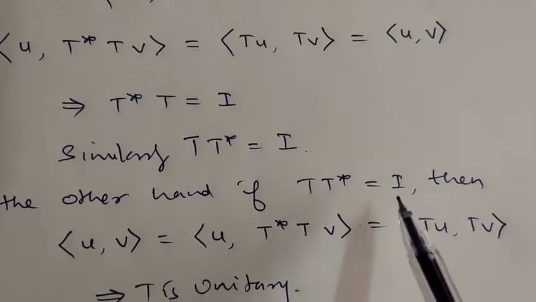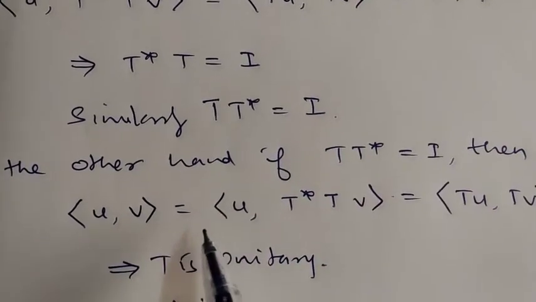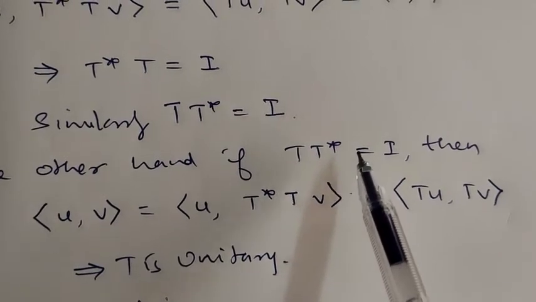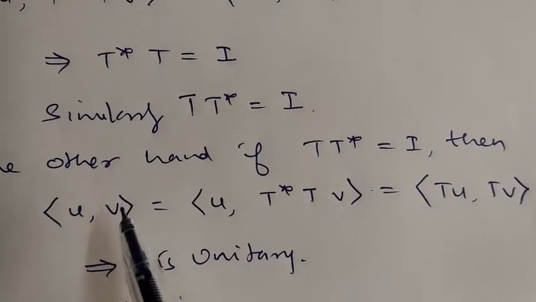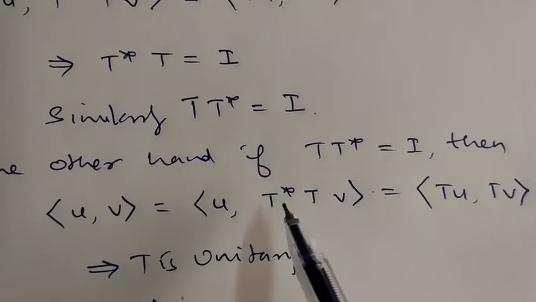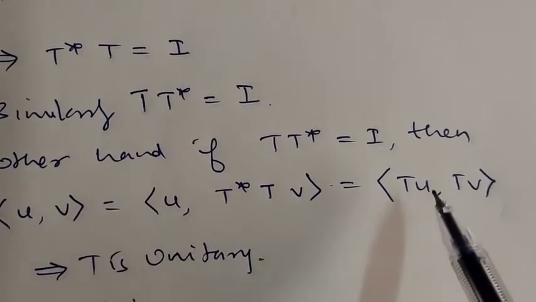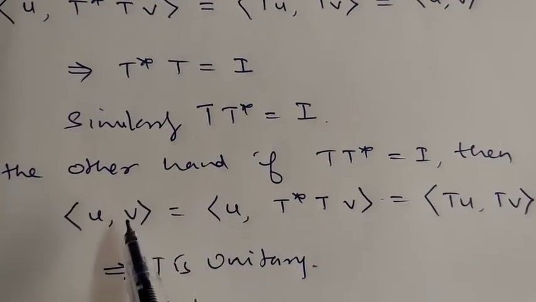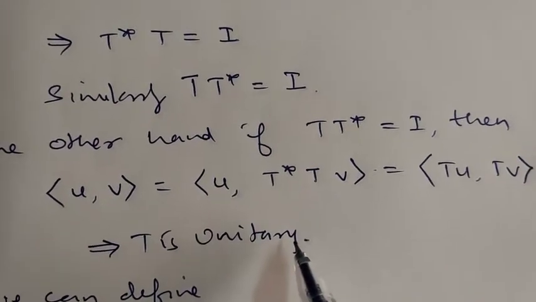On the other hand, if we assume that T into T star is I, as well as T star into T is I, then the inner product of U comma V can be written as U comma I of V, because I of V is V itself. So in place of I I can write T star into T. Now you transfer this T star onto the left, it becomes T of U comma T of V. Thus T of U comma T of V is U comma V, giving T as a unitary transformation.